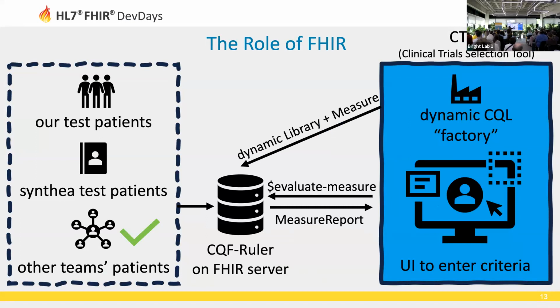And on this side, you see what our application is actually doing. We have this dynamic CQL factory that will create the CQL for us with the criteria that the user enters in the UI. Then you create a library, you create the measure, and then you can use the $evaluate-measure operation to actually get those results from our server.